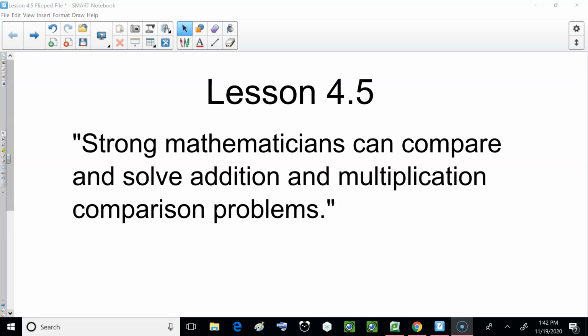4.5. Strong mathematicians can compare and solve addition and multiplication comparison problems. So now we take what we learned from addition comparison and multiplication comparison, and we'll put those together, kind of mix them up, and see if we can figure out which ones we need to use when we come to that. So let's get started. So take out your notebook, your pencil, write today's date, write the lesson number down, and we'll begin to work.